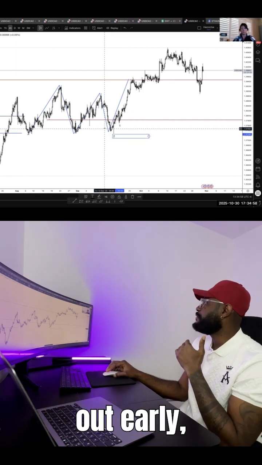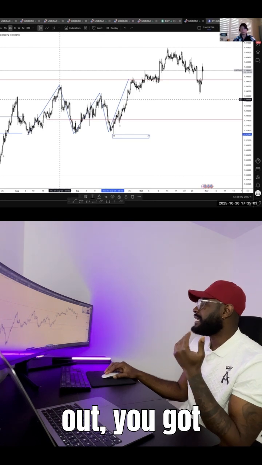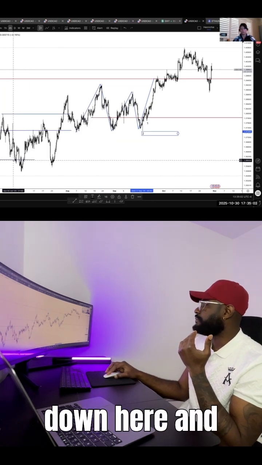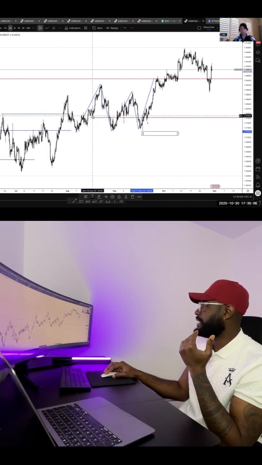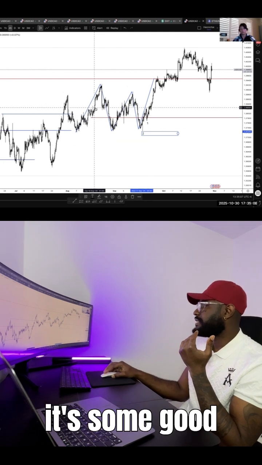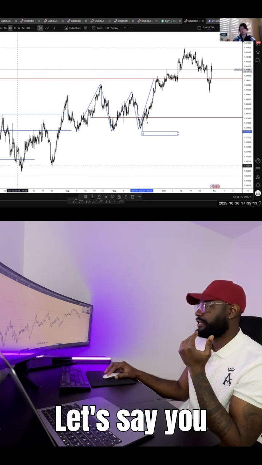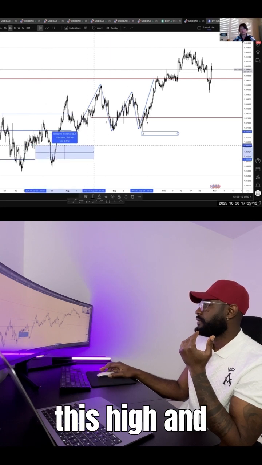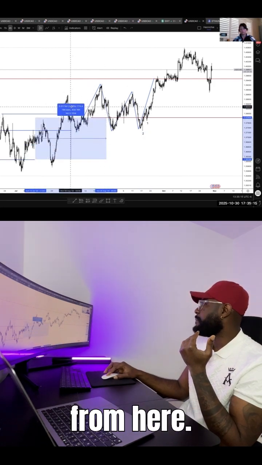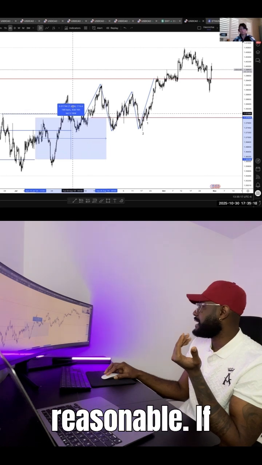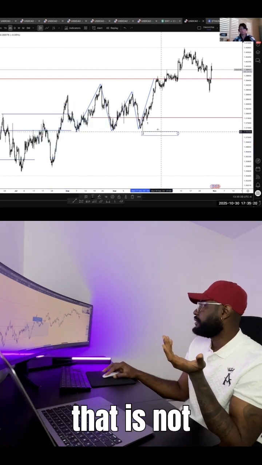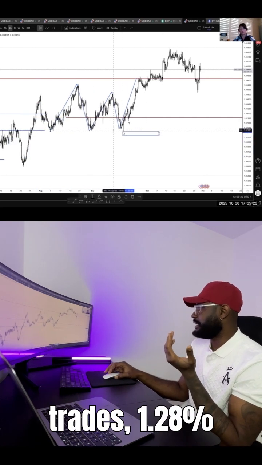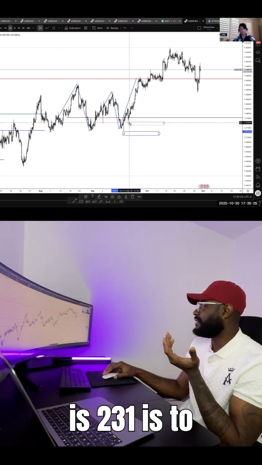So instead of you getting kicked out early, even if you get kicked out, you got into this trade from down here and you got kicked out up here. That's quite some good percentage. Let's say you got in from this high and then you got kicked out from here. This is 1.28%. That's reasonable. If you're someone that is not greedy in your trades, 1.28% can easily deliver a 1:3, 1:4.